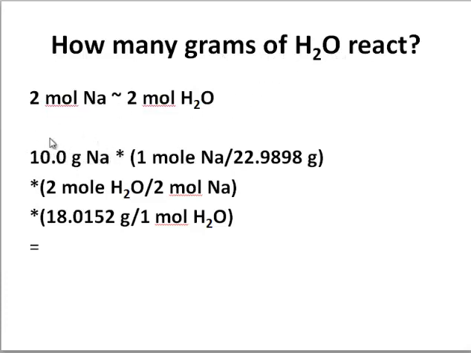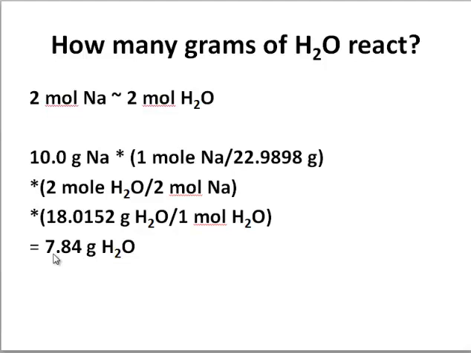Start with what we know about, multiply by a factor that converts it to moles, multiply by a factor that converts moles of sodium to moles of H2O. The 2's in this factor are from the balanced chemical equation. Then a multiplication to convert from moles of water to grams. And the solution is 7.84 grams of H2O.